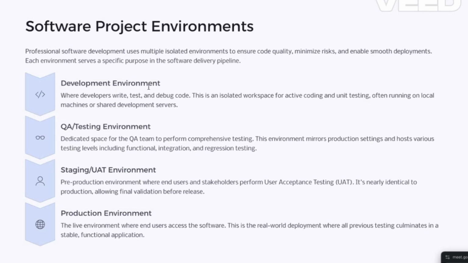First is the development environment, also called dev. In this environment, developers write the code, test it, and debug it. This is a completely different environment from what the end users actually see. It is an isolated workspace for active coding and unit testing, often running on local machines or shared development servers, from where code is deployed later on.